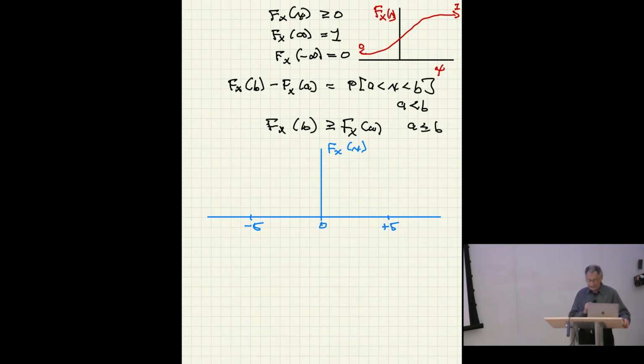For little x less than minus 5, what's the probability the random variable could take on a value less than minus 5? 0, it can't. So it's 0 here, and at the point minus 5, it jumps up with the probability 3/8. Then it moves with the same constant to 0, until at 0, it jumps up by a quarter, namely it jumps up to 5/8. And then it goes out to plus 5, and it jumps up to 1.